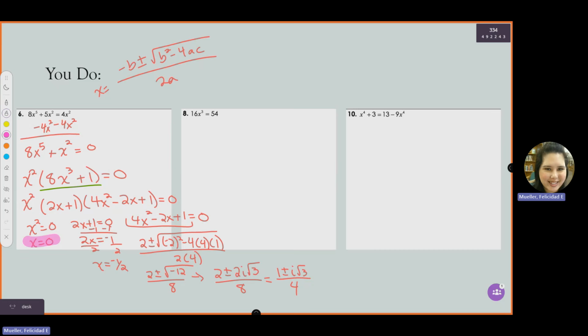Like I actually would highlight, here's all my answers. Those would be all my answers. I forgot my x equals.